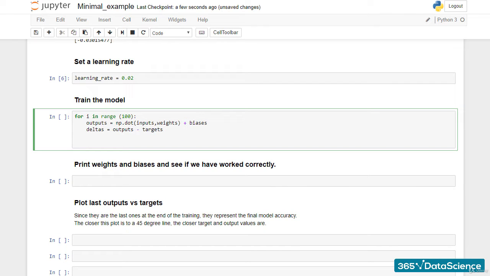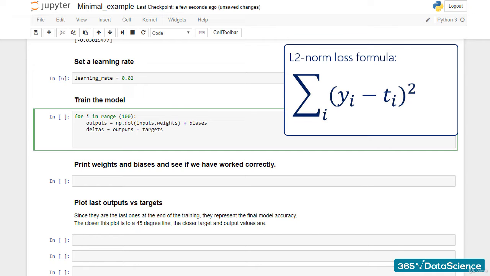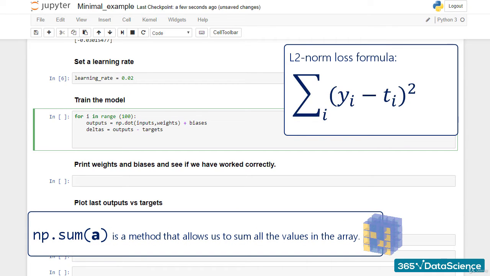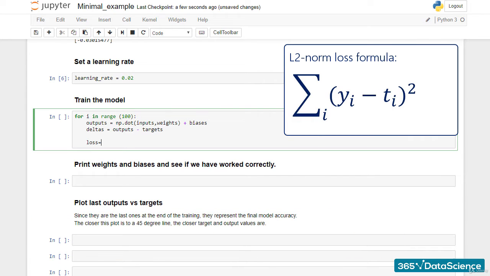Then we must calculate the loss. We said we will use half the L2 norm loss. Pythonically speaking, deltas is a 1000 by 1 array. We are interested in the sum of its terms, squared, following the formula for the L2 norm loss. There is a NumPy method called sum, which will allow us to sum all the values in the array. The L2 norm requires these values to be squared, so the code looks like this: np.sum of deltas squared. We then divide the whole expression by 2 to get the elegant update rules from the gradient descent.